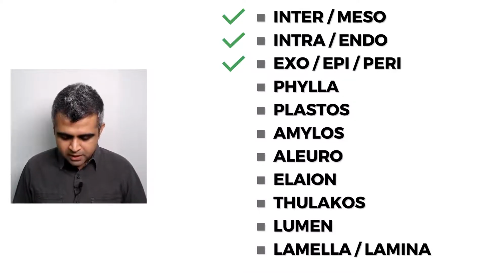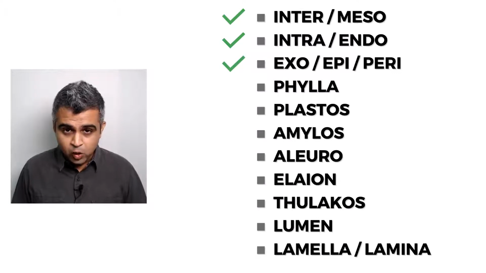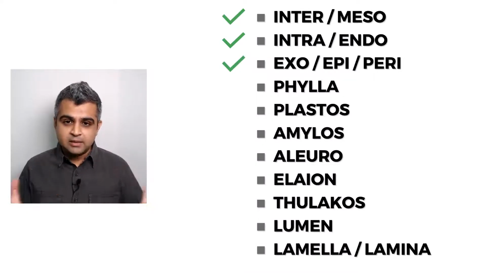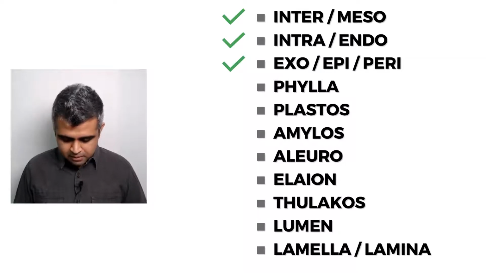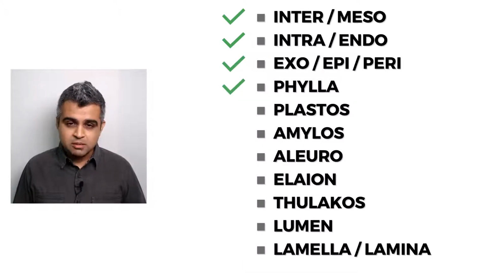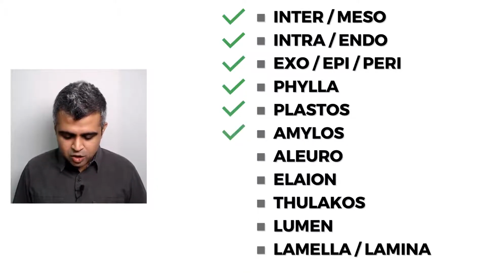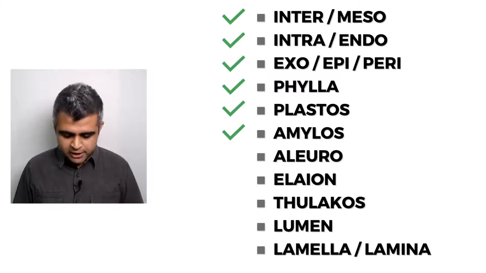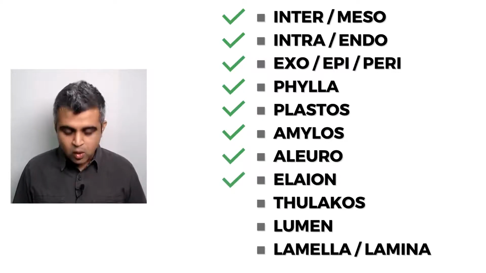Inter or meso means in between, intra or endo means inside, exo and extra mean outside, epi means outside and above, peri means outside and surrounding. Phyla means leaf, plastos basically means something which has been formed or molded with care. You are going to have amylose, which means starch or carbohydrates, eluro, which literally translates into wheat flour or with reference to proteins. You are going to have eleon, which is oil or fats.